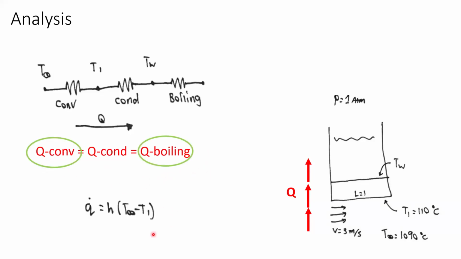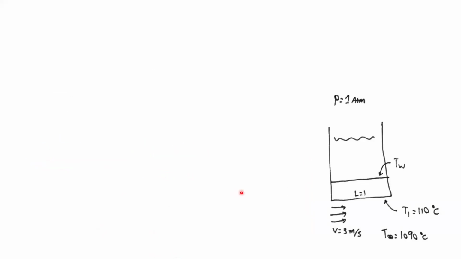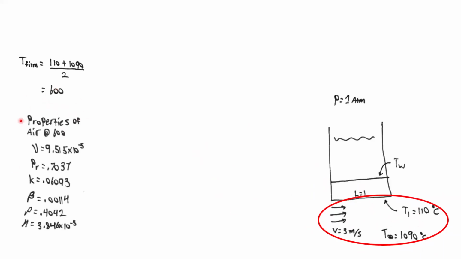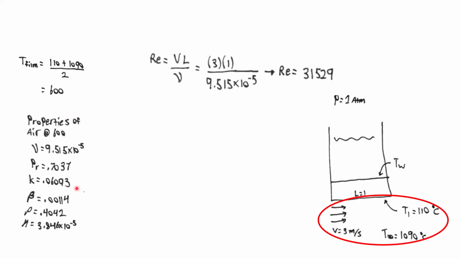And this is the equation we're going to use to find the convection outside. So first, we're going to start by analyzing the area below the plate. And this is just external flow over a flat parallel plate. So we'll take our properties at our film temperature, which is just the average between the surface temperature and the air temperature. So that's 600 degrees, and we'll get our properties at 600 degrees. And then we'll calculate the Reynolds number. In this case, it's laminar.